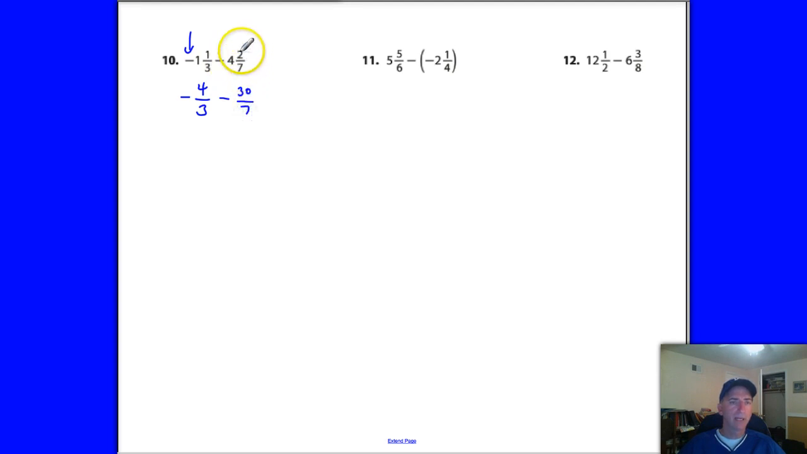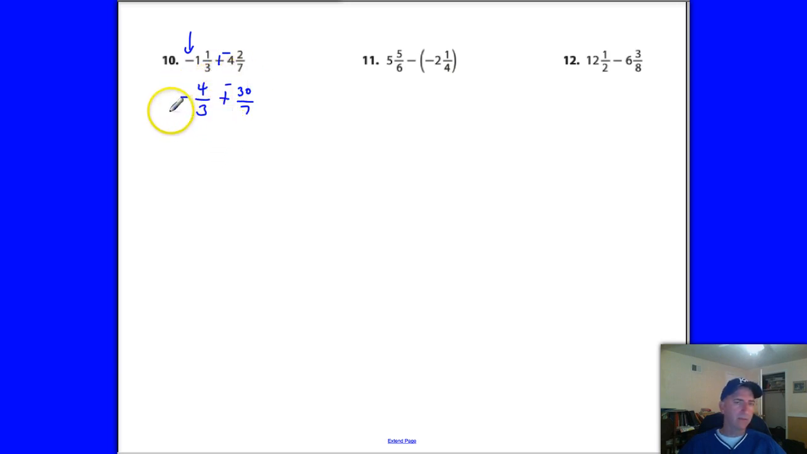4 times 7 is 28, plus 2 is 30, minus. Now think back, what is it I always tell you to do with subtraction that I didn't do at the beginning, but I should have? Boom, boom, change that, plus negative. So we realize we're really adding negatives here.